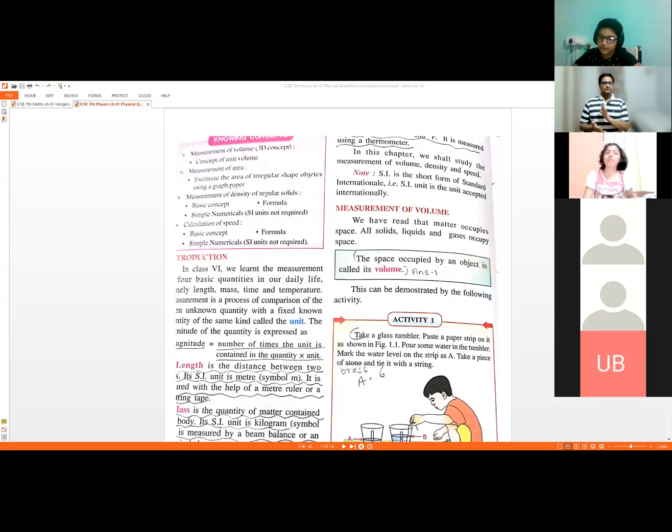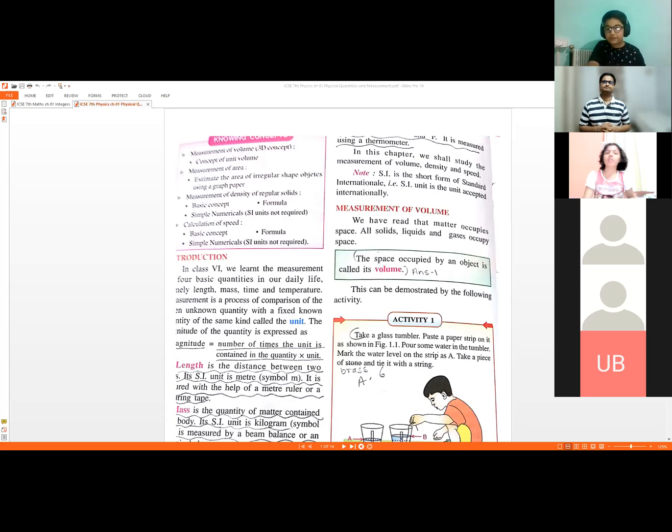Okay, so now in physics, we are going to start with the first chapter, which is named Physical Quantities and Measurement. Let me ask you the first question. What do you understand by a physical quantity? Or what do you understand by a quantity?